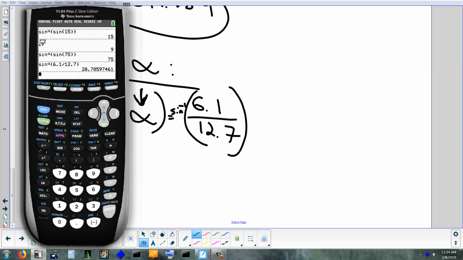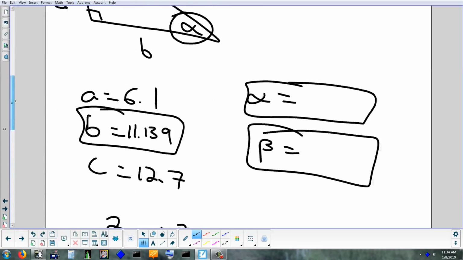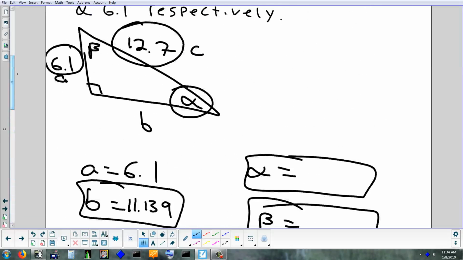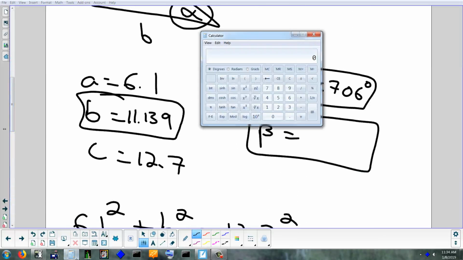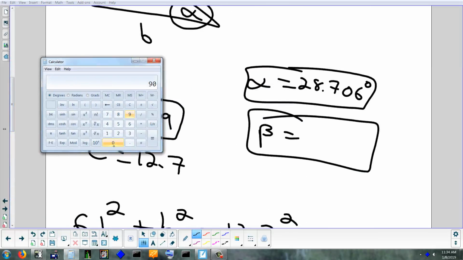Now when we see a problem and we need to use it, we'll just do it on both sides. So 28.706. What is that one? That is alpha. Now, if I was running out of time and had no other option to solve this problem, technically I could just subtract that from 90. Right? That's what it should be. So it should be about 61.294.